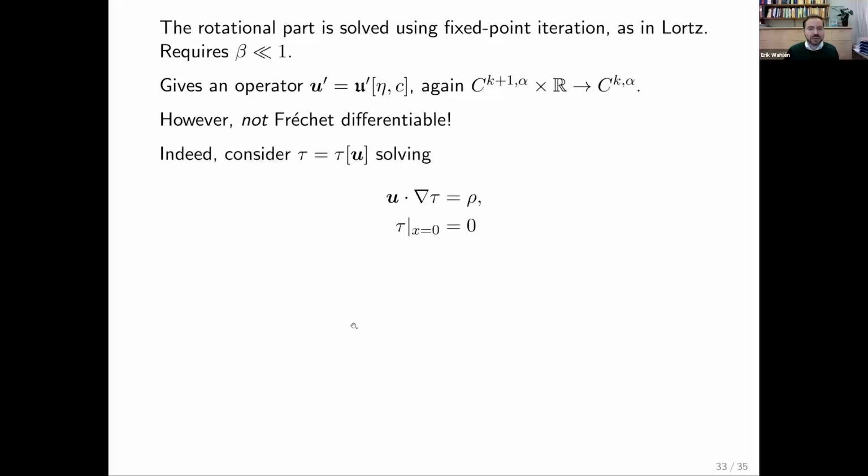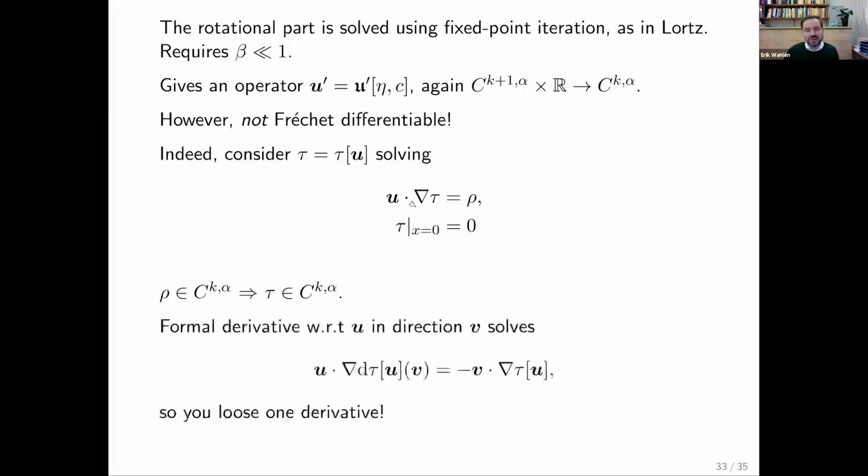And so the important property is this. You can use Banach's fixed point theorem to get a solution. However, this solution is not Fréchet differentiable with respect to the surface. This is related to the fact that the function tau solves a hyperbolic equation. When you differentiate with respect to u in this hyperbolic equation, you lose derivatives. So you have Fréchet differentiability if you're willing to sacrifice some derivatives.